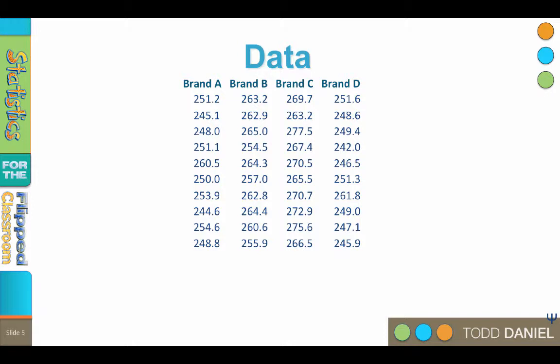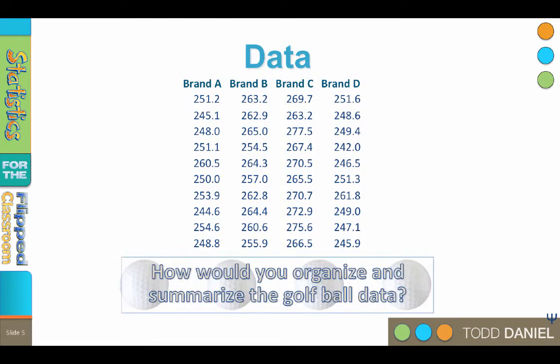The first thing you will notice is that all of these data points are a little hard to read. They're difficult to compare. At the very least, it takes you a little time to look through each column, assemble them in your brain, and then make a judgment call about which brand is best. This raises the question then, how can we organize and summarize these golf ball data in a way that better shows which golf ball flies the furthest?